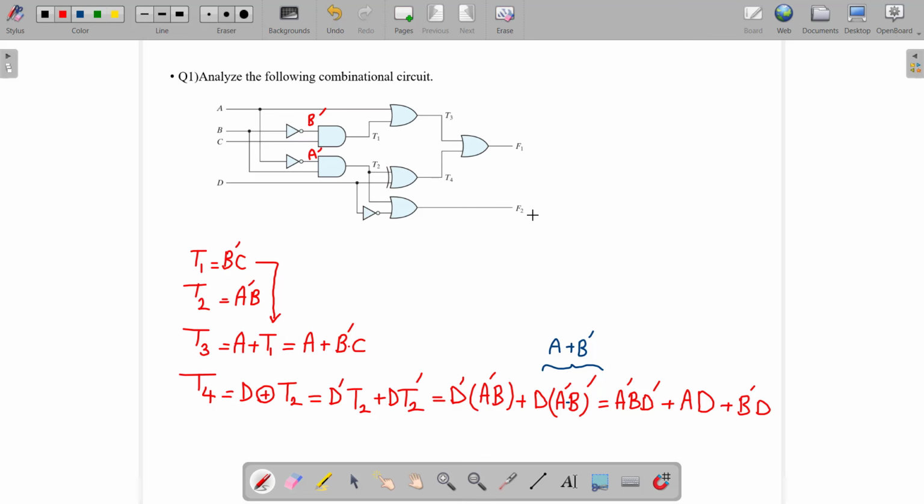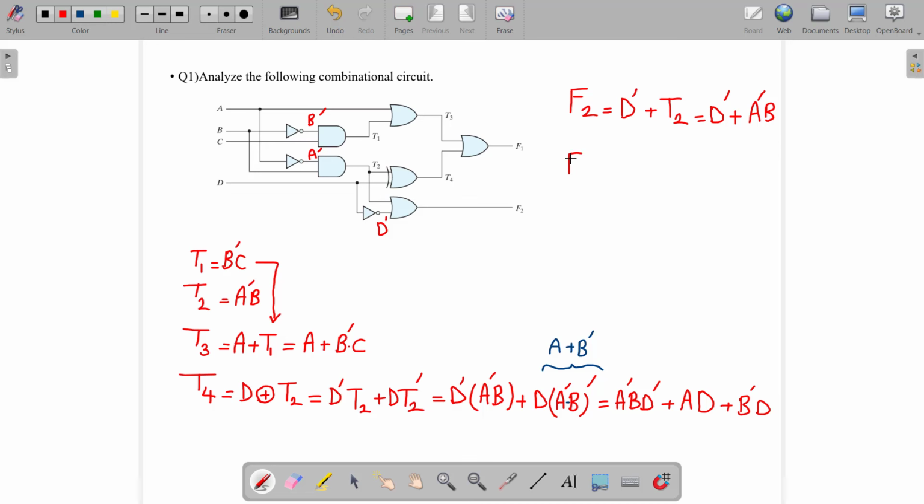Now what is the F2? If you look at the F2, here is D prime. F2 is equal to D prime or T2. So it means that it is equal to D prime or T2, where T2 is A prime B. So I could write F2 as the output of this circuit according to the input values.